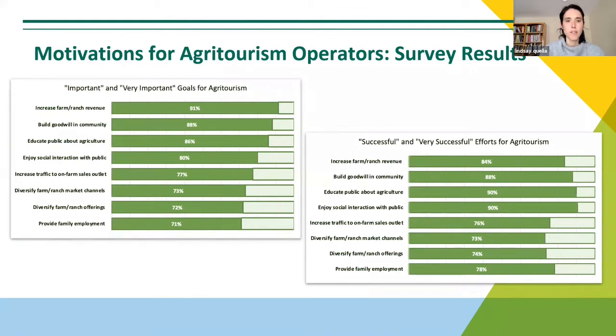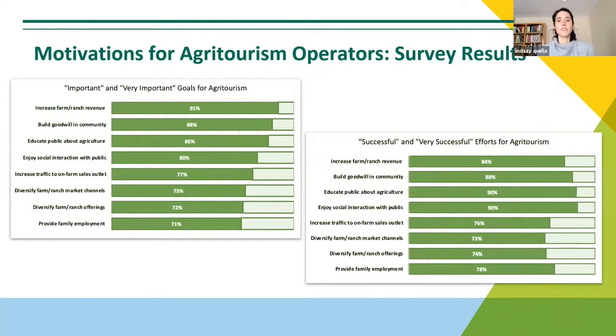So as a follow-up, in our survey, we asked 2 questions related to motivations and goals. We asked first for respondents to rank the level of importance of 8 different goals, from not at all important to very important. And then we asked them to rank how successful they feel in meeting that particular goal. As you can see, over 90% of respondents felt that increasing farm and ranch revenue was important or very important to their agritourism operation.